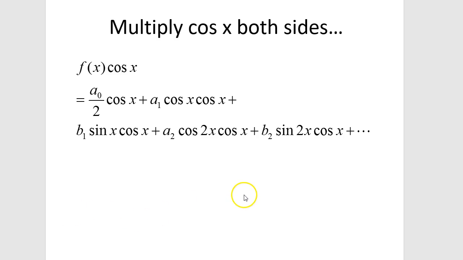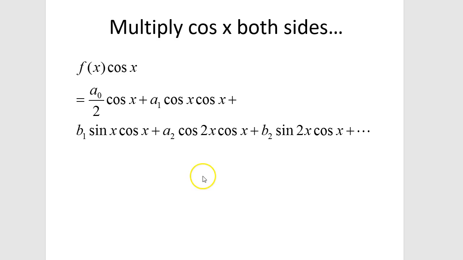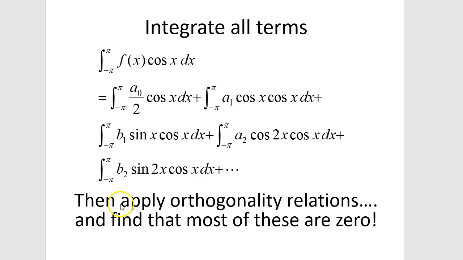What we're going to do is multiply by cosine on both sides. Actually, let's just say that we know all the values of the function f of x, but we don't know these coefficients a0, a1, b1, and a2, okay? Now, how can we find these coefficients? That's what we are aiming for. So here, multiply by cosine x on both sides, and let's integrate. Just simply integrate. Okay, so let's see.